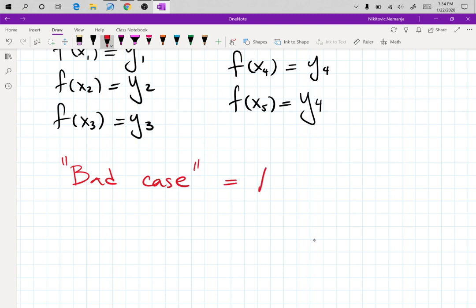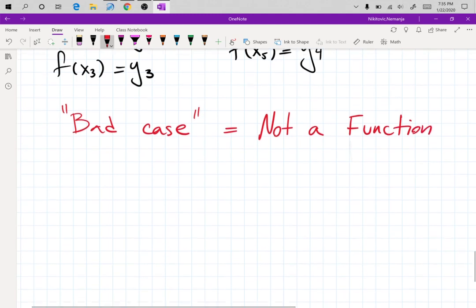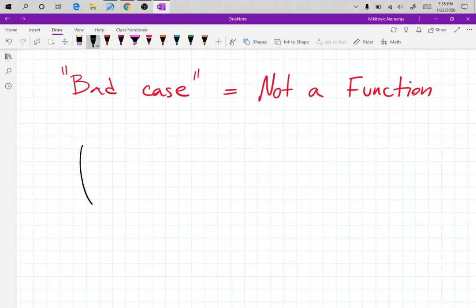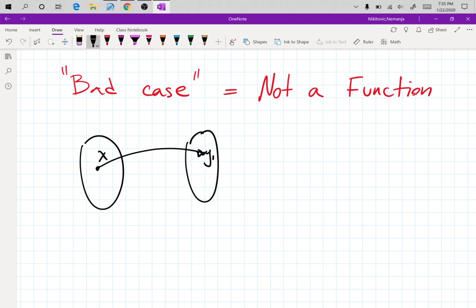Meaning not a function. Not a function is when a single x value from the domain gives two different y values in the range. That's bad. No bueno, if you want to say it that way. So, do you see what's happening here? The x is producing two different y's.